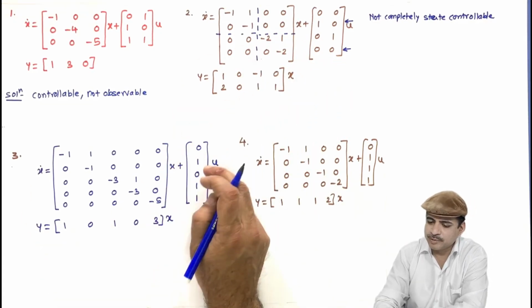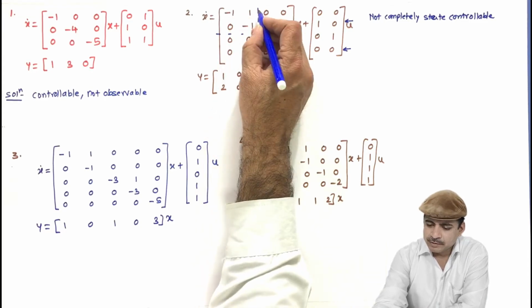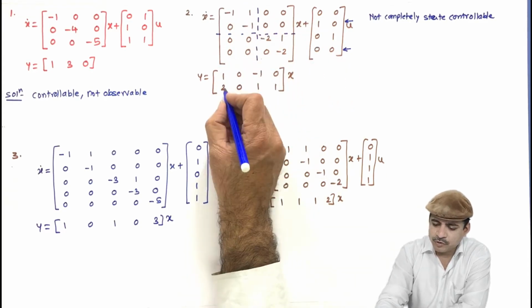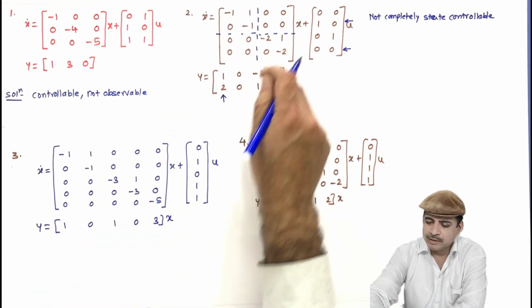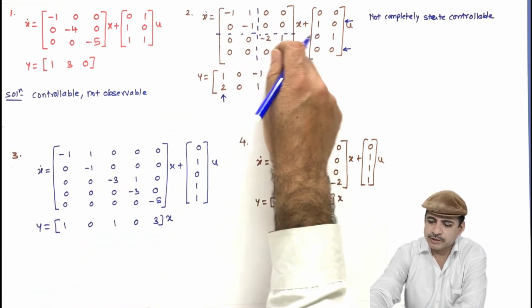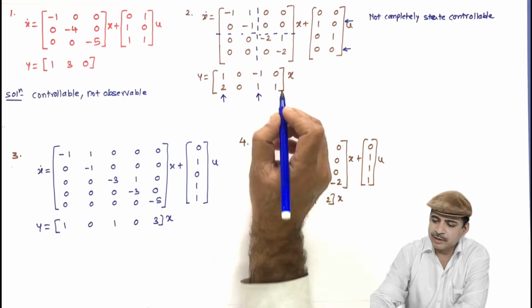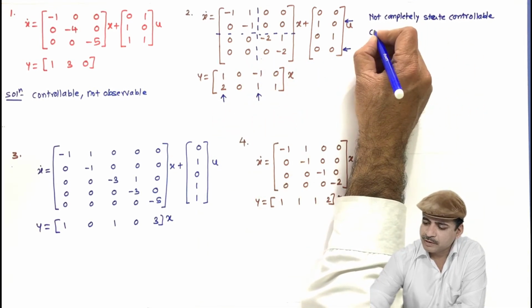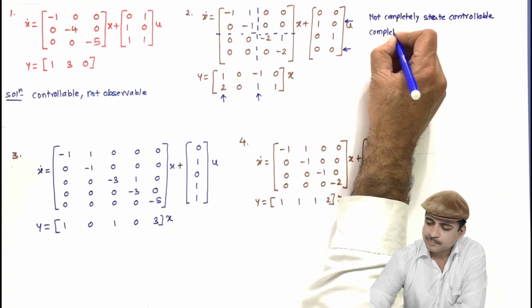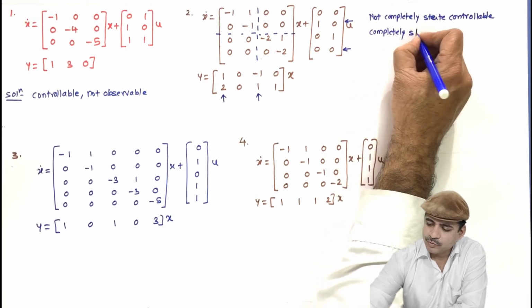And let us check for observability. There are two Jordan blocks, so the first column corresponding to the first Jordan block is this one, and the first column corresponding to the second Jordan block is this one, and all are non-zero, so completely state observable.